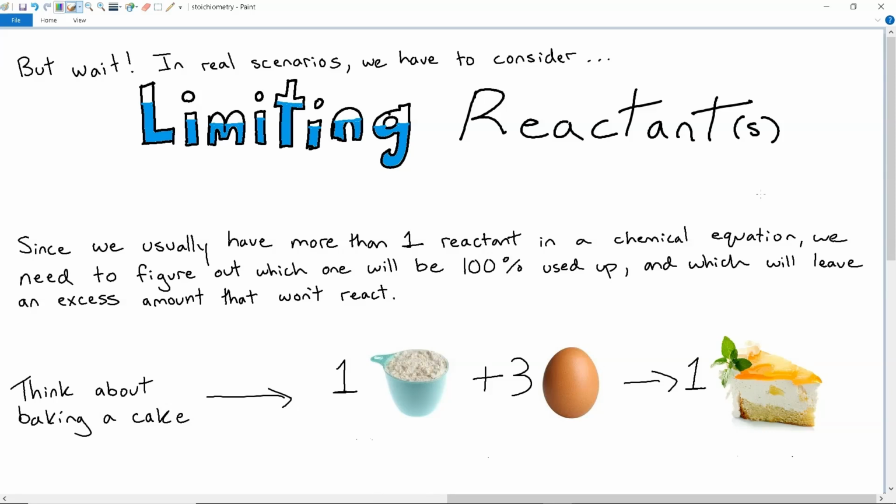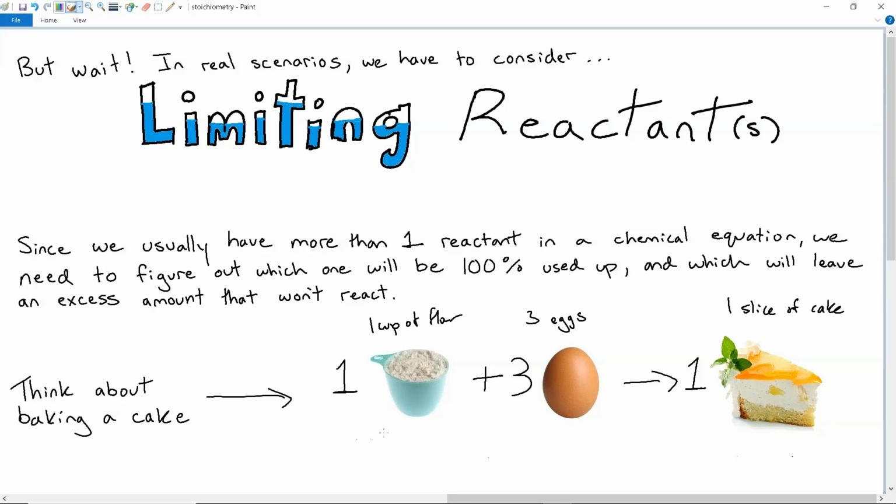And my favorite way to explain this is to think about baking a cake in terms of the amount and ratio of ingredients that we need to create a cake. Let's imagine I have a recipe, and in this recipe, I need 1 cup of flour and 3 eggs to create 1 slice of cake. And that's going to be a very thick slice of cake because 1 cup of flour is a lot, but that's okay.